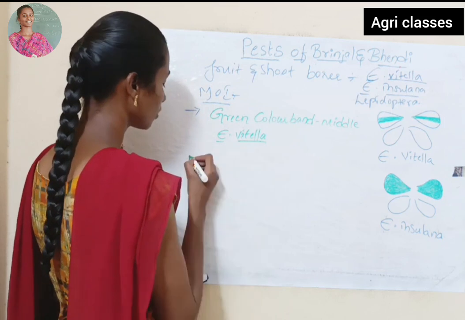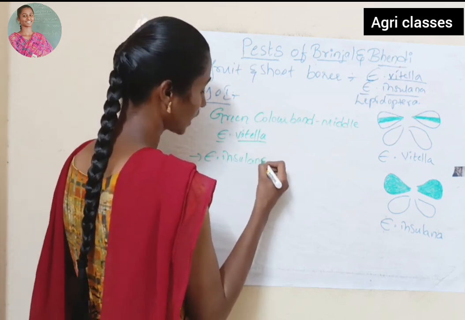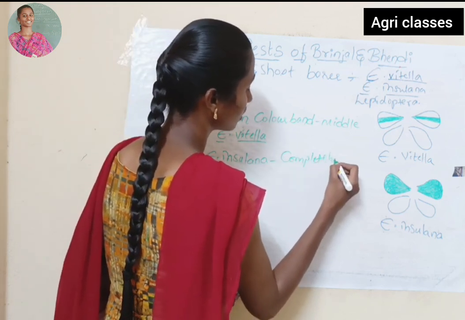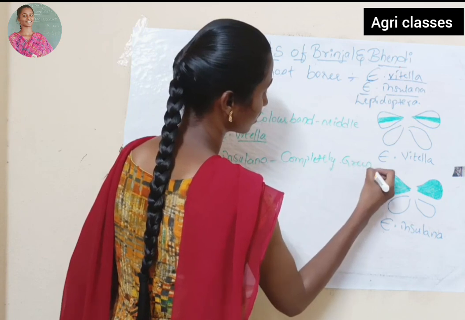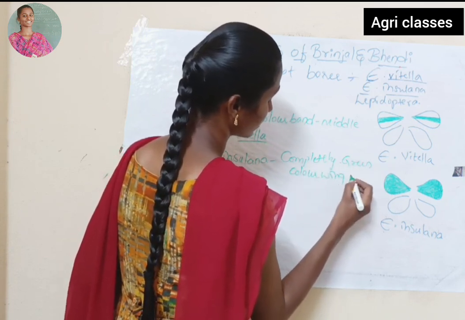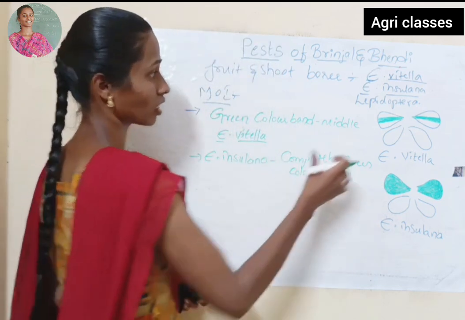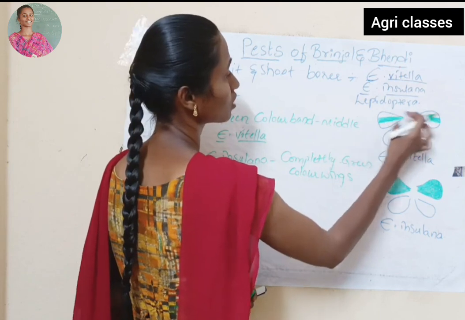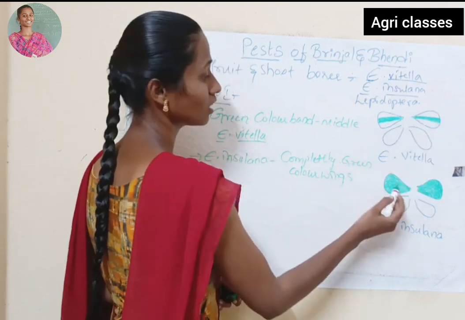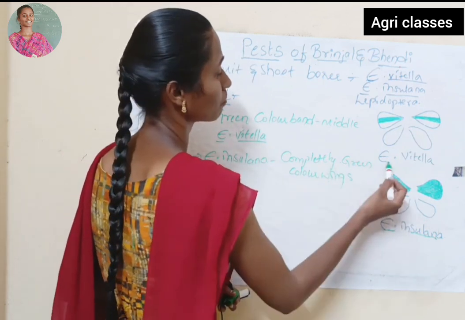In case of Earias insulana, we can observe completely green color wings. Here is the main difference between Earias vitella and Earias insulana. Here in the picture we can observe these are the whitish 4 wings having a green color band in the middle of the 4 wings. Here completely green colored 4 wings in Earias insulana.